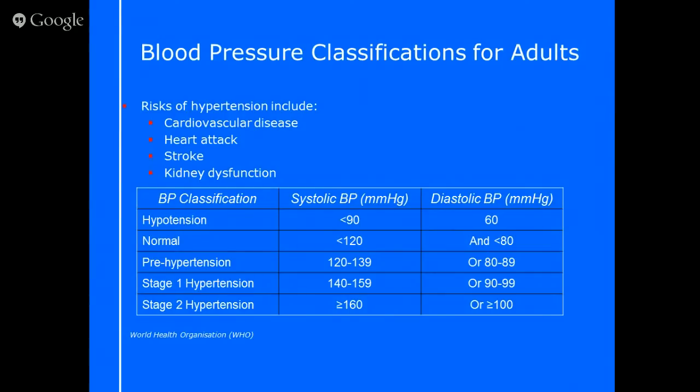Now that includes cardiovascular disease, heart attack, stroke, and kidney dysfunction, which are the four main areas that are going to increase your chances of having high blood pressure, but also these are caused by having high blood pressure. So by having high blood pressure, you are much more likely to have a stroke, a heart attack, kidney dysfunction, and cardiovascular disease. So it's really essential that we manage people's hypertension and blood pressure back down to a normal level. So what is normal?